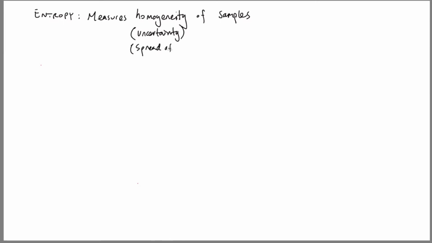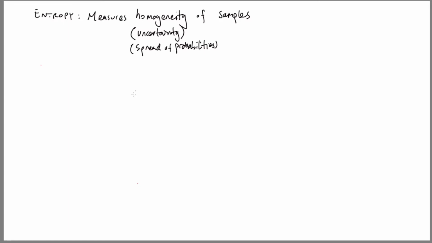The way you'll see it defined is that it measures homogeneity of the samples. But you can also think of it as measuring the uncertainty or the spread of probabilities. So there are any number of ways to think about it, but basically it's measuring how uncertain things are.